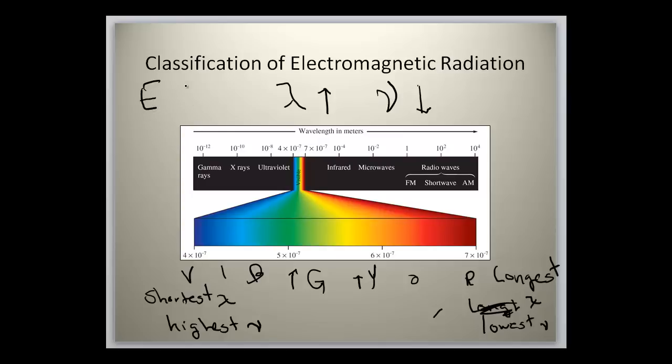Now the other thing we're going to look at is energy. Energy gets the symbol E. It has the units joules, J. And as wavelength increases, energy decreases. So as energy decreases, frequency decreases. So there's a relationship between energy, wavelength, and frequency, and you should know those relationships.